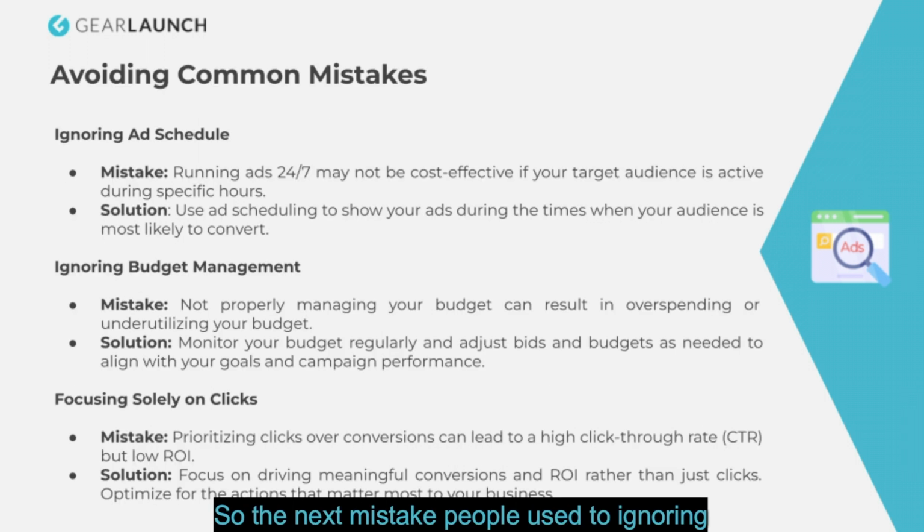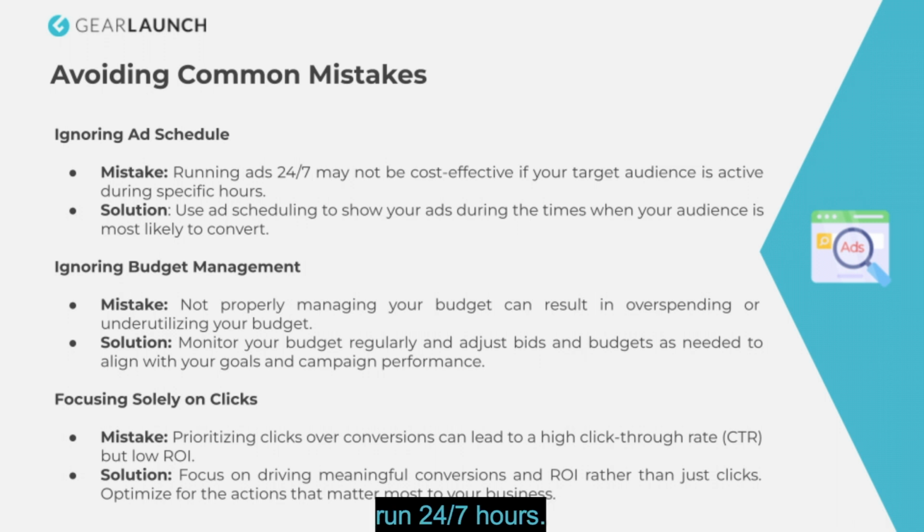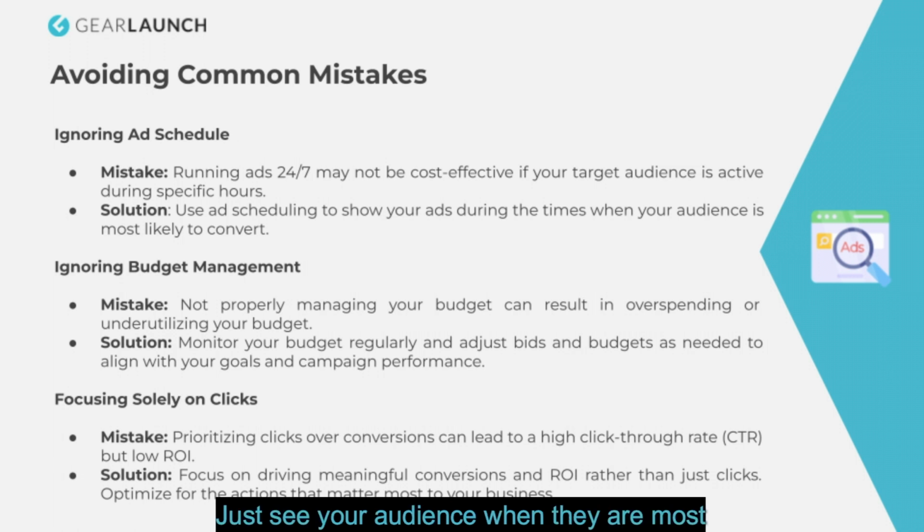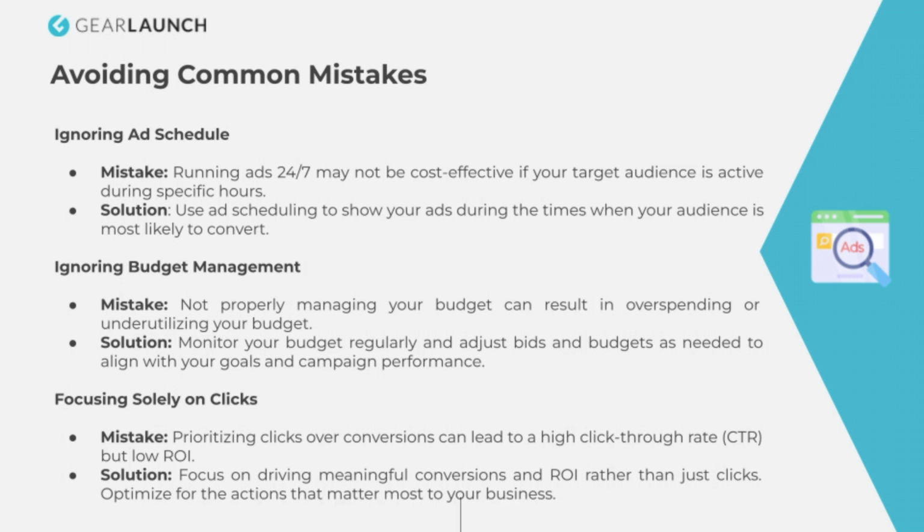The next mistake people usually make is ignoring ad scheduling. Running ads 24/7 may not be cost effective if your target audience is active during specific hours. So the solution is ad scheduling, to show your ads during the times when your audience is most likely to convert. In simple words, you don't need to run your ads 24/7. Just see when your audience is most active, and then you can run according to that.